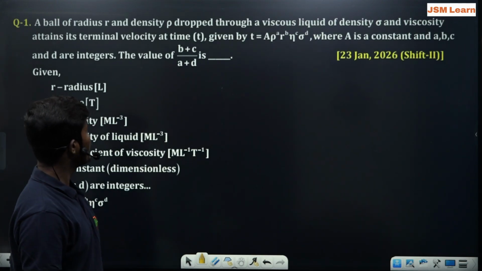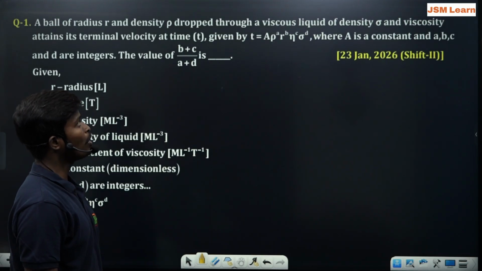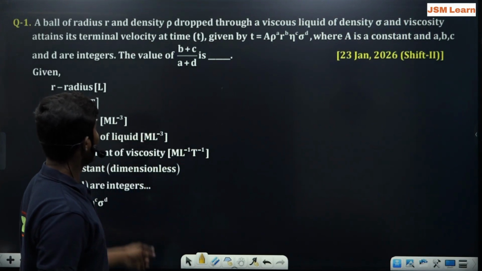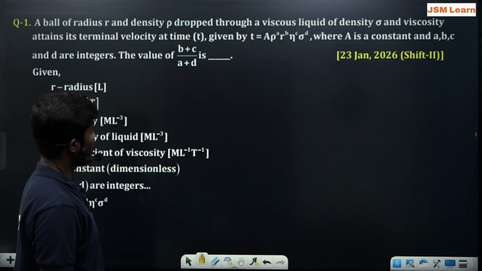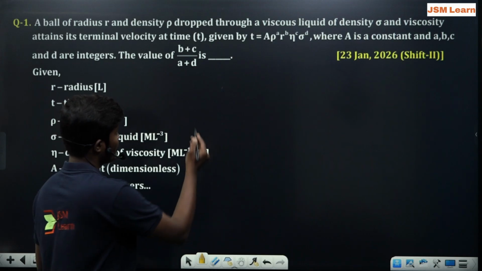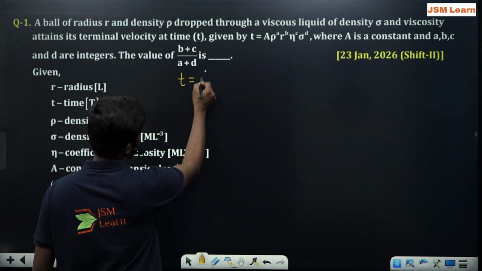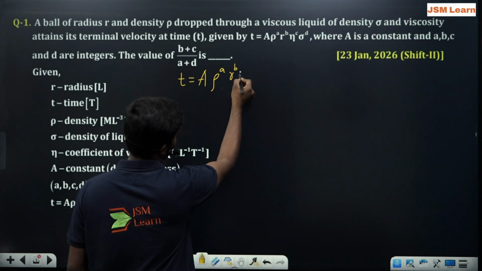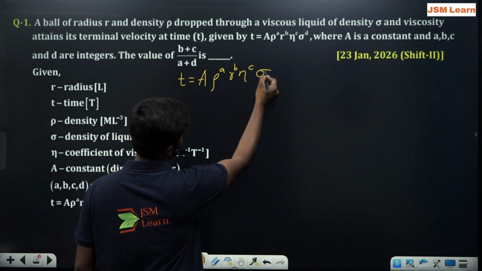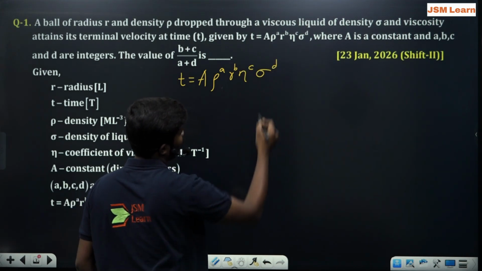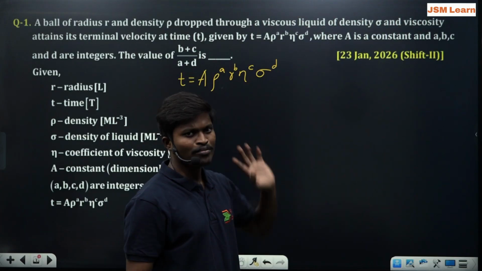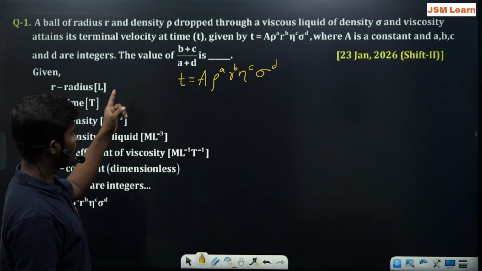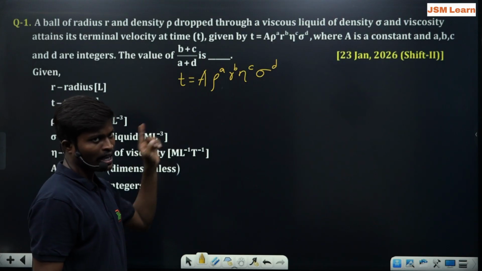A ball of radius r, density rho, is dropped through a viscous liquid of density sigma and viscosity eta, and attains its terminal velocity at a time t, where t is given by t = A rho^a r^b eta^c sigma^d, where A is a constant, which is nothing but dimensionless, and a, b, c, d are integers. He is asking for the value of (b + c) / (a + d).